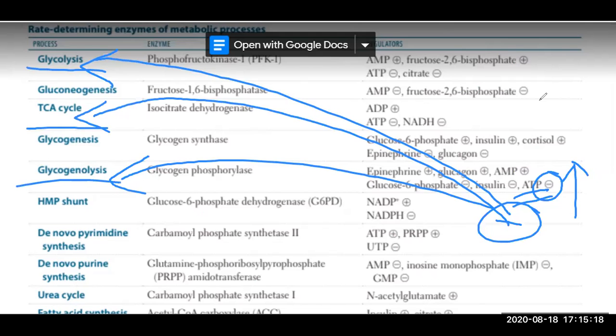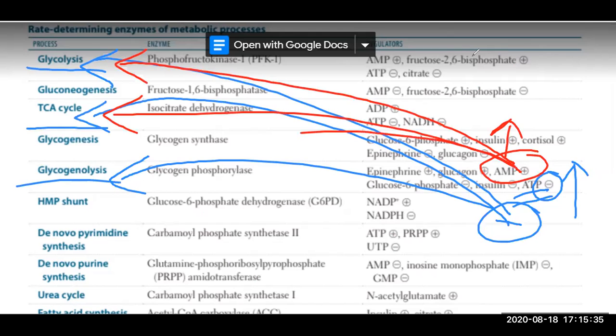And more AMP. Okay, more AMP means less energy molecules, which will activate glycolysis, activate TCA cycle, activate glycogenolysis. So these two things are the same for these three of them. Okay, so you can see it also over here.